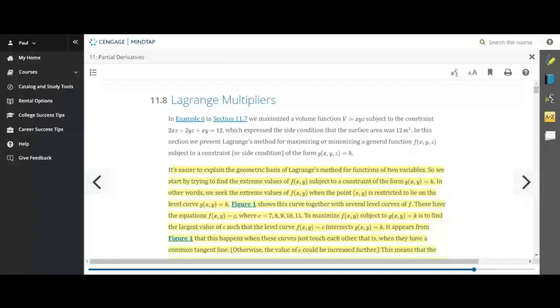So Lagrange multipliers is a method to find the maximum or minimum value of a function subject to a constraint. Okay, this kind of idea is actually very important. I've seen papers involving economics, for instance, that deal with the Lagrange multipliers.